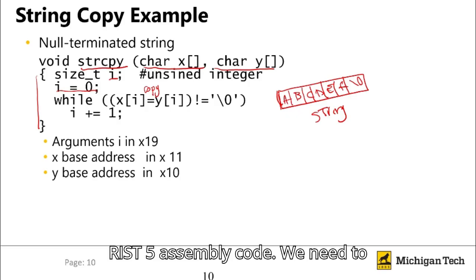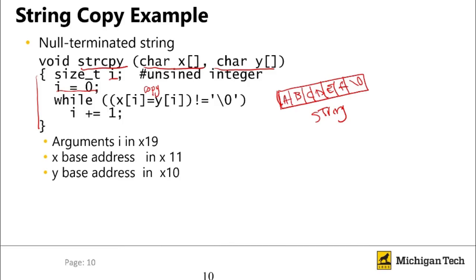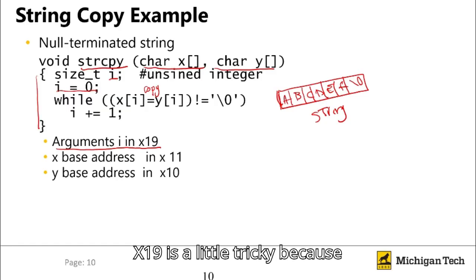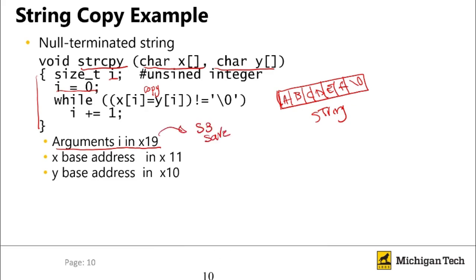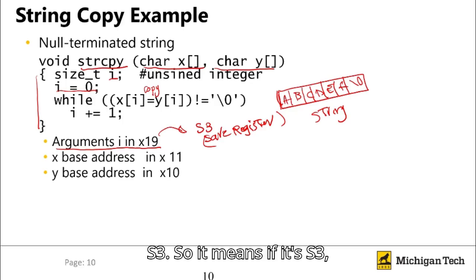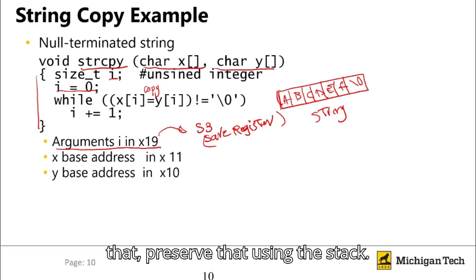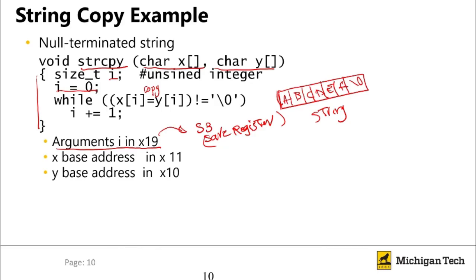RISC-V assembly code. We need to know a couple of things. First of all, we have three values that we need to know. The counter value I is in x19, but x19 is a little tricky because x19 belongs to save registers. It is actually S3, save register S3. So it means if it's S3, the callee needs to save that, preserve that using the stack.